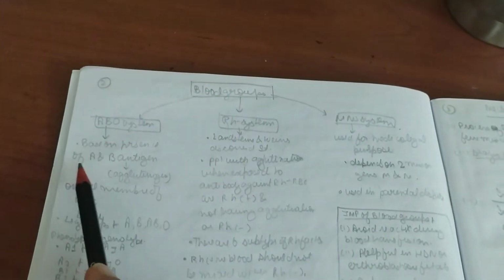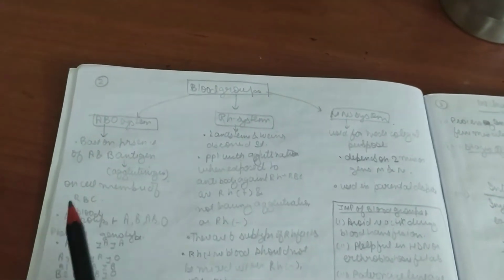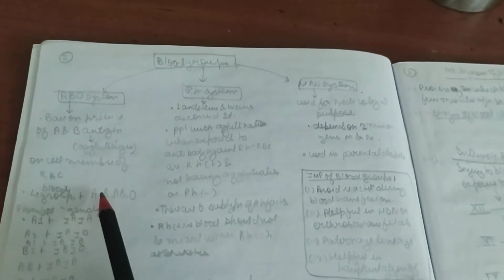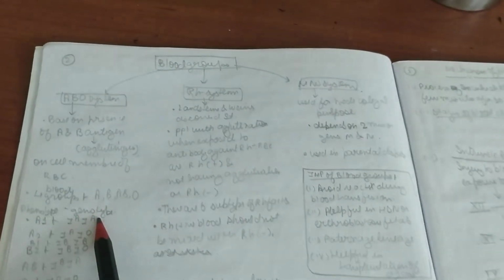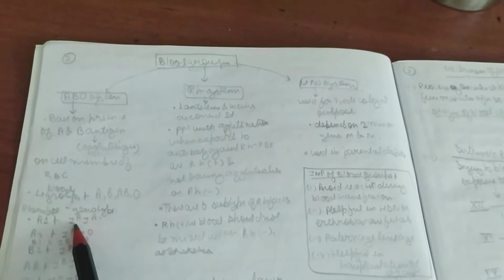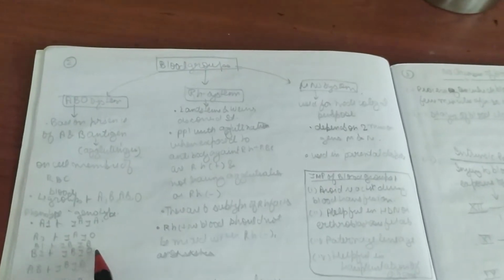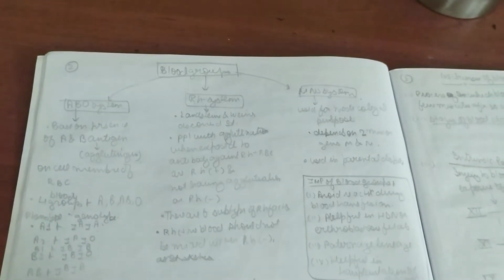Based on presence of A and B antigen, antigen is also known as agglutinogen, please remember, on cell membrane of RBC. So there are four blood groups: A, B, AB and O. And phenotypically there are four, genotypically there are six, that is homogeneous AA, heterogeneous A, homogeneous B blood group, heterogeneous B blood group. Now AB is obviously A and B, and OO, right? So six genotypes.